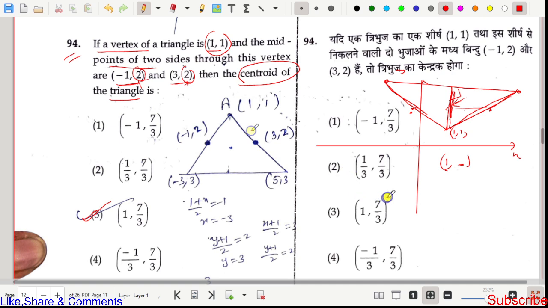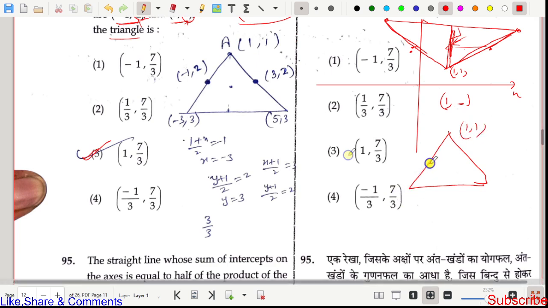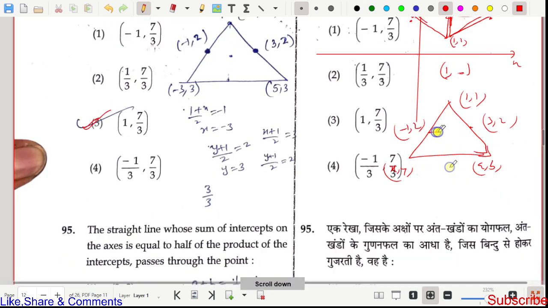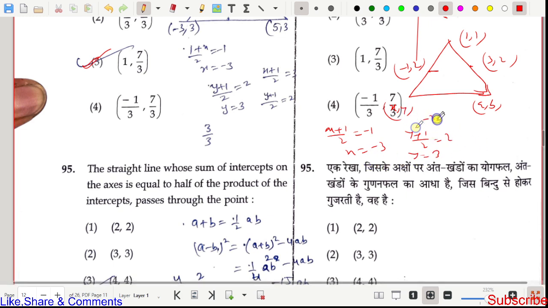So you can check here. We are drawing the triangle. One point is (1, 1), and the midpoints given are (-1, 2) and (3, 2). We have to find the centroid. Take this point as (x, y) and the other as (a, b). Since this is the midpoint, we can apply the midpoint formula. So (x+1)/2 = -1, giving x = -3, and (y+1)/2 = 2, so y = 3. So we got the point (-3, 3).